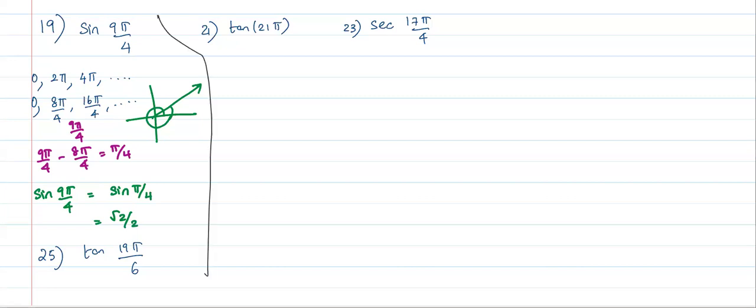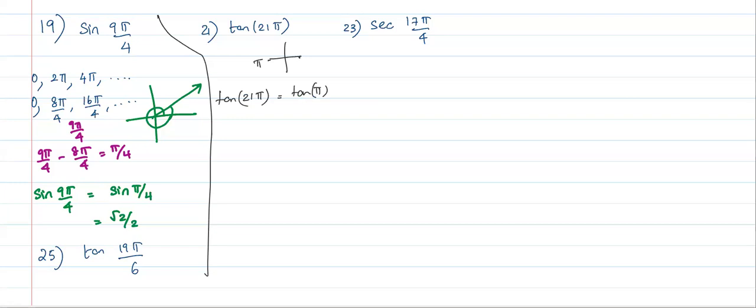The next one is tangent 21 pi. Now, this is an odd multiple of pi. So all the even multiples of pi are going to land here, right? 0, 2 pi, 4 pi, and so on. Where do all the odd multiples land? They land here, correct? It is pi, 3 pi, 5 pi, 7 pi, and so on. So this is the angle that we are looking at. So tan 21 pi will have the same value as tan pi.